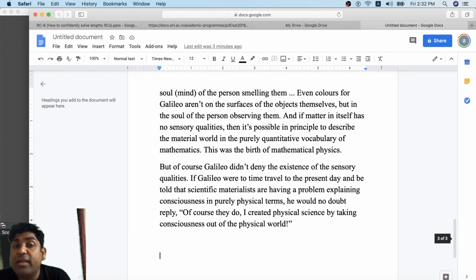But of course, Galileo didn't deny the existence of qualities. If Galileo were to time travel to the present day and be told that scientists are having trouble explaining consciousness in purely physical terms, he would no doubt say, of course they do. I created physical science by taking consciousness out of the physical.